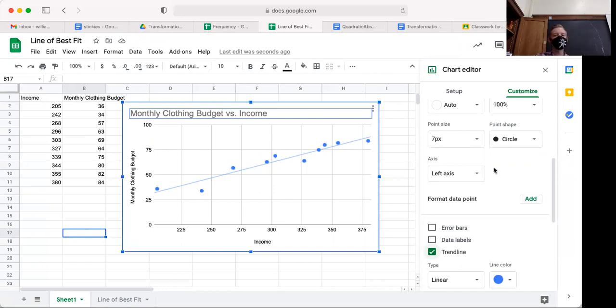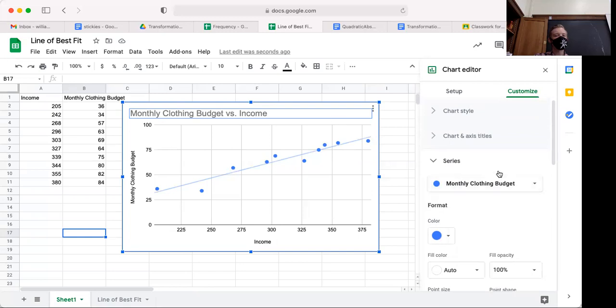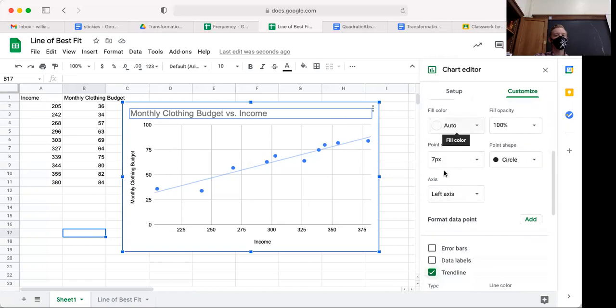And all we need to do is go into the chart editor by double clicking on our graph, go to the series, and then click on trend line. And that puts our line into place on our graph right here. Was everybody able to do that?